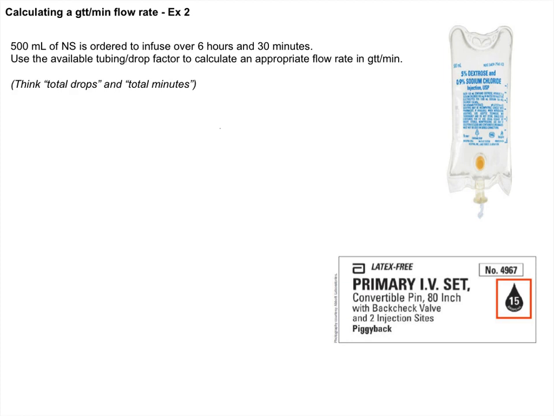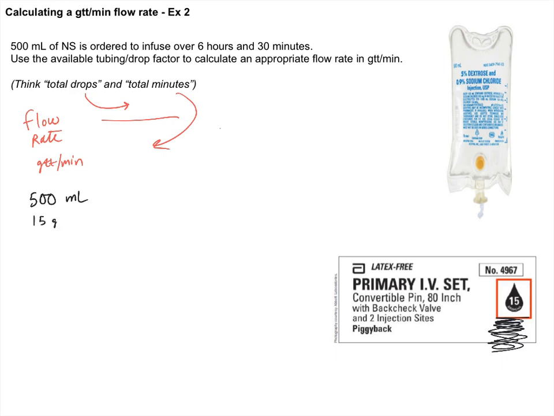Okay, so I need to calculate a flow rate, and I know if I want the flow rate in drops per minute, I want to think about the total number of drops, and divide that by the total number of minutes. So what I see in this problem, there are 500 mLs in this bag. And each one of those mLs is being broken into, it looks like, 15 drops. There are 15 drops in each milliliter.